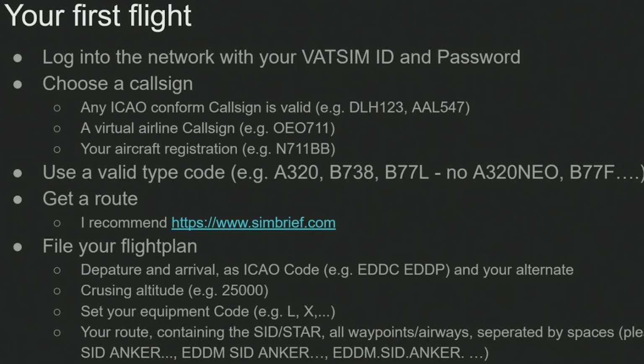So the first hurdle on VATSIM, especially for beginners, is most of the time the call sign. So how do you name yourself when you connect? There are different options you have. The first one is any ICAO conform call sign. That basically means every airline has a 3-letter designator. For example, we have Lufthansa, which is DLH, or American Airlines, which is AAL, and many others. If you're part of a virtual airline, for example, our beloved One Engine Out airline, you can use OEO.